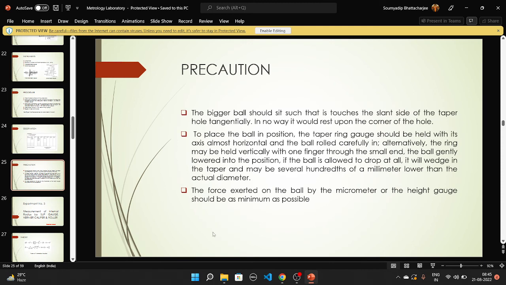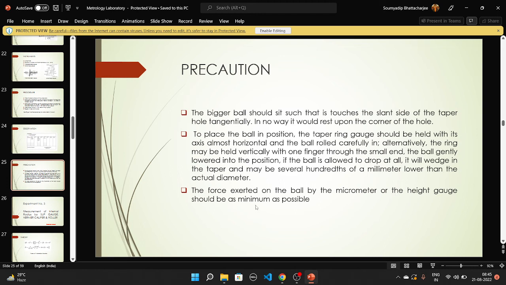Precaution. Yes, you should first study. That I told you already. If you see the second para, the ball should be gently lowered into position. If the ball is allowed to drop at all, it will wedge in the taper and may read several hundredths of a millimeter lower than the actual diameter. So it can give some erroneous reading.